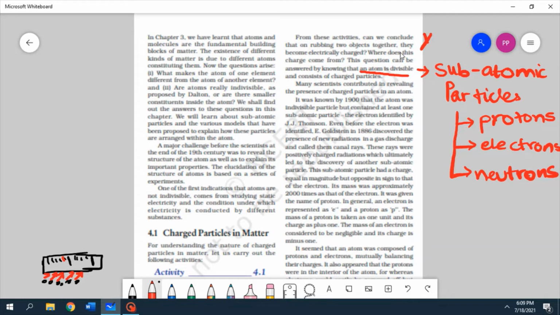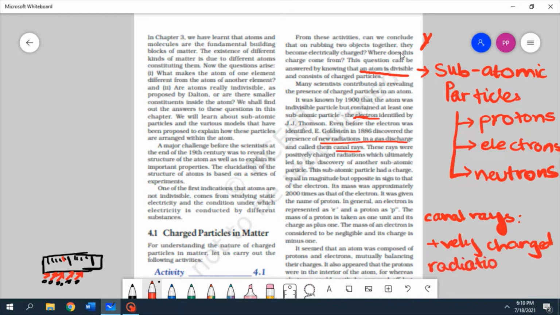So the electron was identified by J.J. Thomson, and even before the electron, E. Goldstein discovered the proton. He called these canal rays. These were positively charged radiations in a discharge tube. Canal rays were the positively charged radiations that led to the discovery of protons.